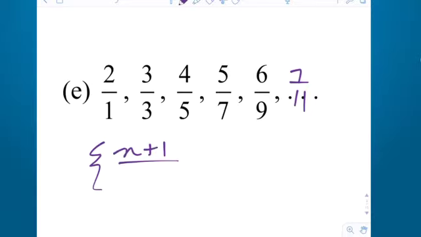N plus 1 all over odd numbers 2n minus 1. Basically, to get an even number, it's 2 times n. To get an odd number, it's 2n plus 1 or 2n minus 1. And that should work, right?